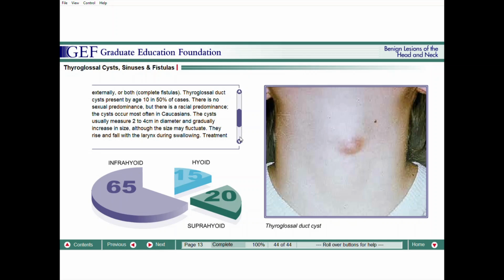The cysts usually measure 2 to 4 centimeters in diameter and gradually increase in size, although the size may fluctuate. They rise and fall with the larynx during swallowing. Treatment of these cysts is generally total surgical excision, the Sistrunk procedure, including the cyst and sinus to the base of the tongue, the whole fistula, if one is present, and the middle third of the hyoid bone.